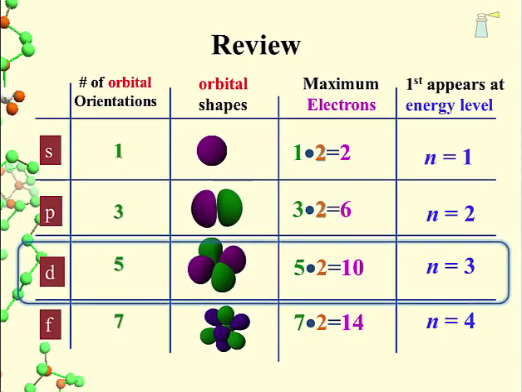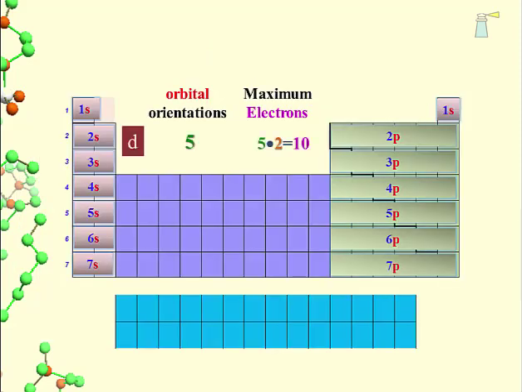On to the d orbitals, which we will note begin at energy level n equals 3. There are 5 orientations of the d orbitals, holding a maximum of 10 electrons. This happens to be the number of columns in the transition metals. We will call them the d block. There are 10 elements in the first row, which we will call the 3d orbitals.